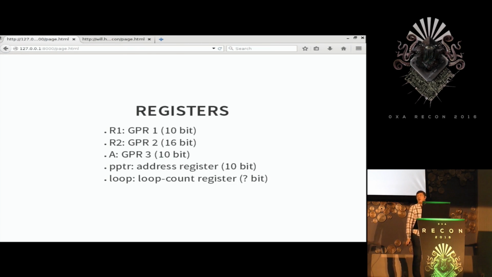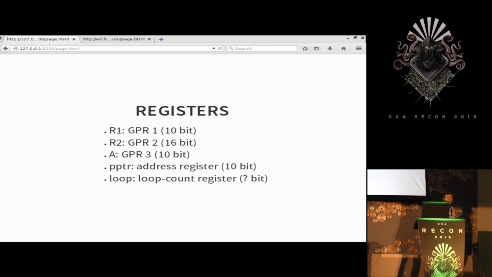Internally, it has these registers, and these are the ones I know about so far. And I'm fairly certain those are most of them, but you never know with this kind of system. So there's a couple of registers which I'm calling general purpose registers, though they're not really general purpose. I don't have a better name for them. There's two 10-bit registers and a 16-bit register. R1 is usually used as the value in a load store operation, whereas R2 is usually used as the address. A and R1 are usually used as a pair for ALU ops.